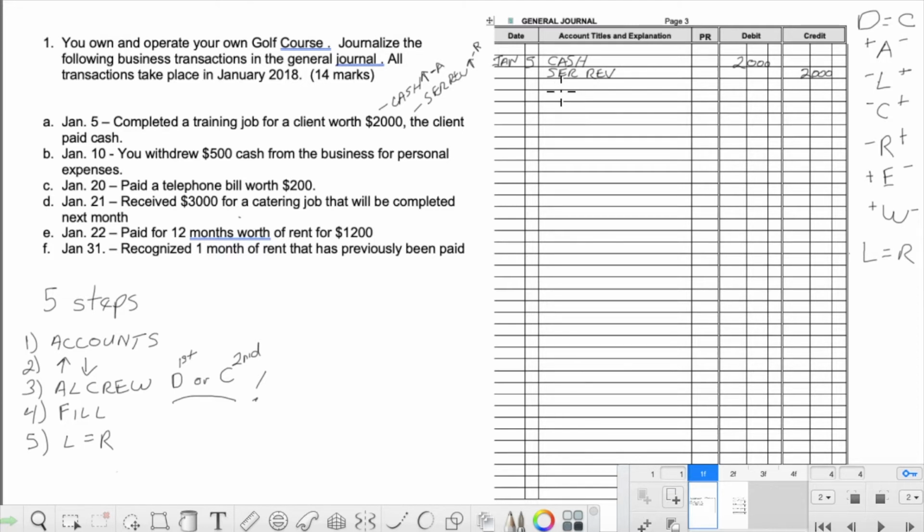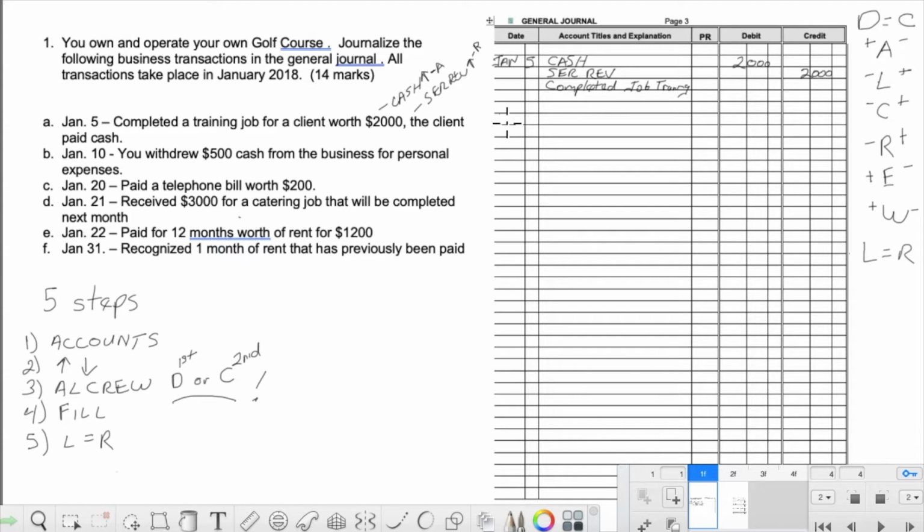So, completed job training. So now I know specifically what it was for. Perfect. Okay, perfect. And then we're all done. Left equals right. Awesome. So let's move on to the next one.